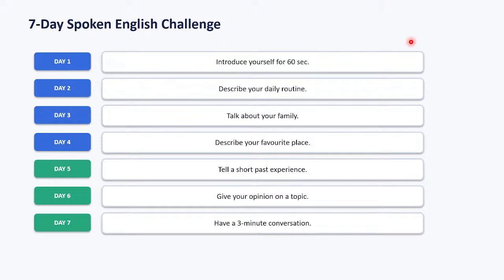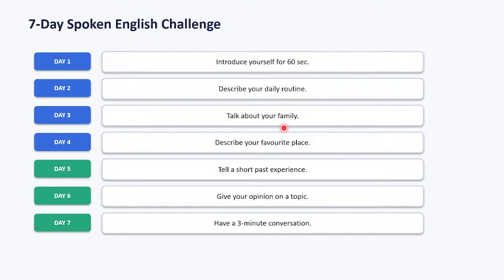How you can plan your 7-day spoken English. First is introduce yourself for 60 seconds, not just like, hi, myself and your name, right? Hi, myself Meena, I am from Pune and I have done this and that. So try to introduce yourself for at least 60 seconds. In 60 seconds, many more sentences you can create, correct? In day 2, describe your daily routine from morning to night. Okay, this is for day 2.